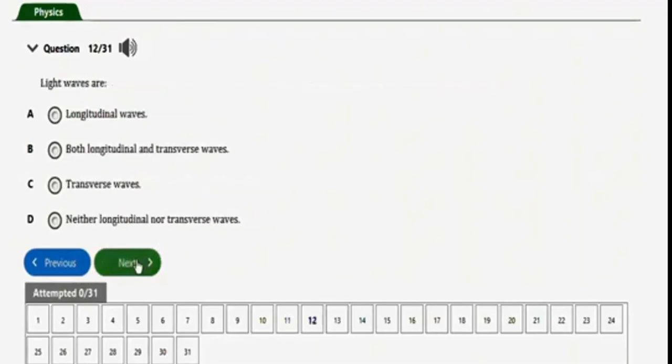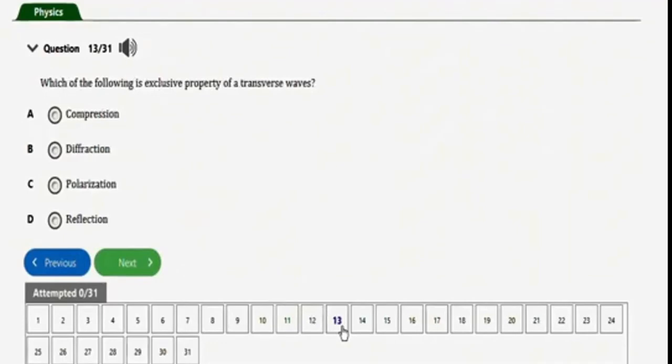It says light waves are option A, longitudinal, both longitudinal and transverse waves, transverse wave, neither longitudinal nor transverse waves. So the correct option is option C, transverse waves. Light waves are transverse waves, they are not longitudinal waves. Alright, so the next question is this one. It says which of the following is exclusive property of a transverse wave? The correct option is polarization. I think I've answered this question before. Let's go to the next one, which is this question.